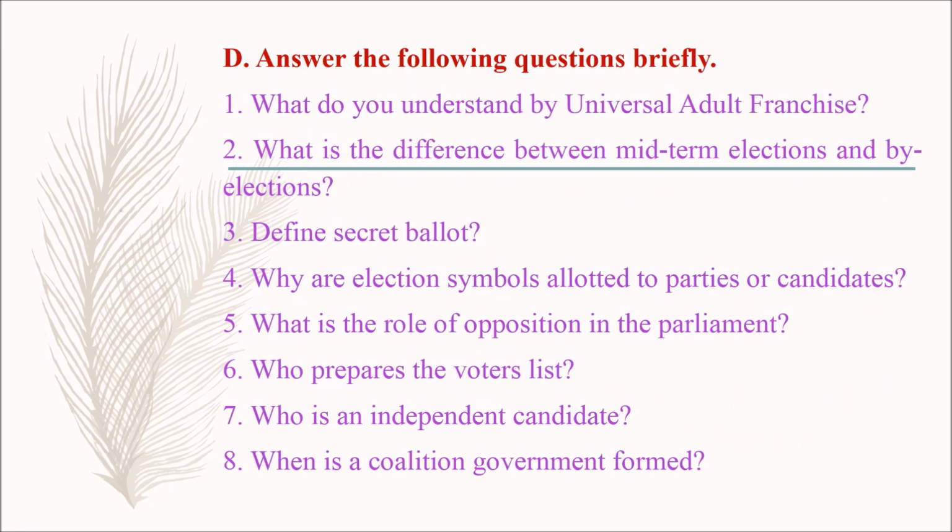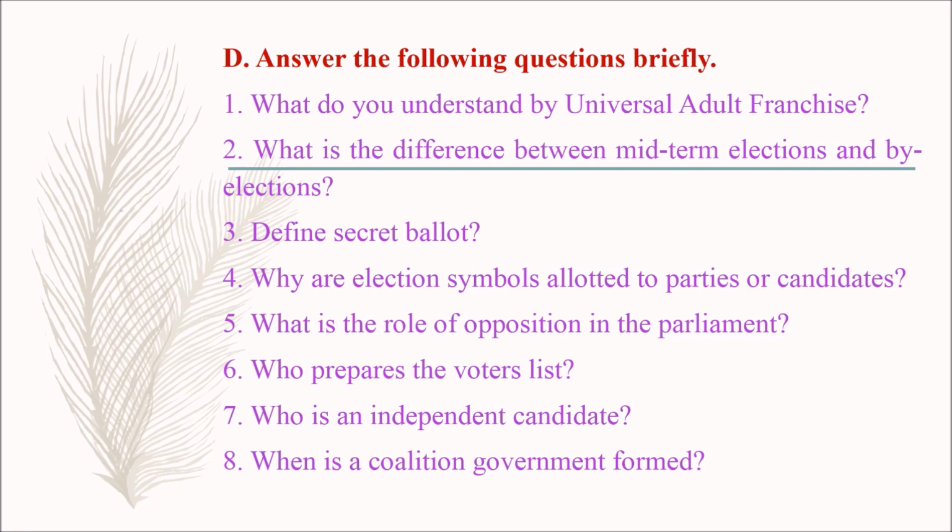Section D. Answer the following questions briefly. Question number 1. What do you understand by universal adult franchise? Question number 2. What is the difference between midterm elections and by-elections? Question number 3. Define secret ballot. Question number 4. Why are election symbols allotted to parties or candidates? Question number 5. What is the role of opposition in the parliament?